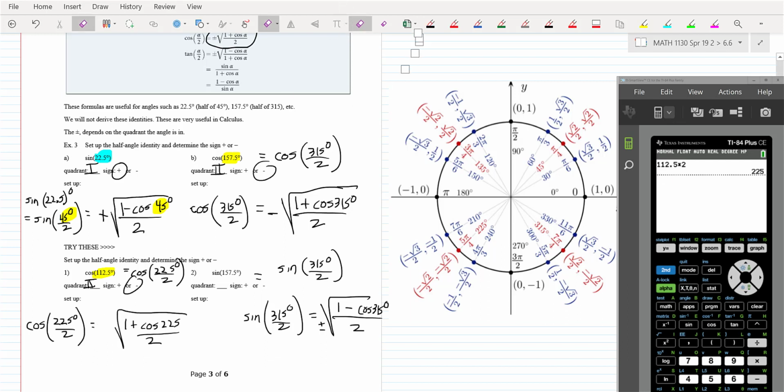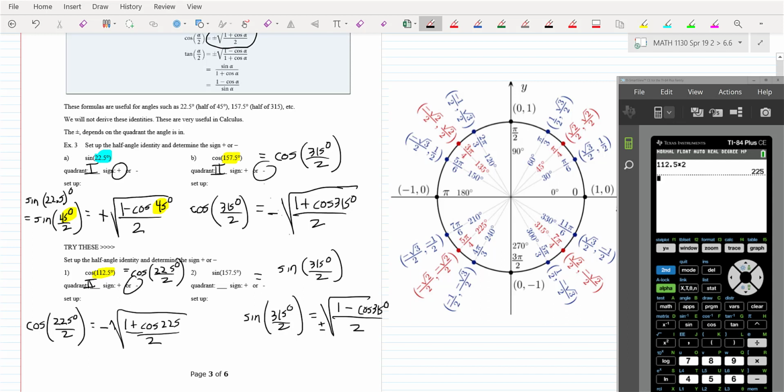And you'd set it up like this. You'd have the negative, and then it's just, I doubled that on my calculator. So I got 225 over 2, so it would go negative square root of 1 plus 225 over 2. That's how that sets up.